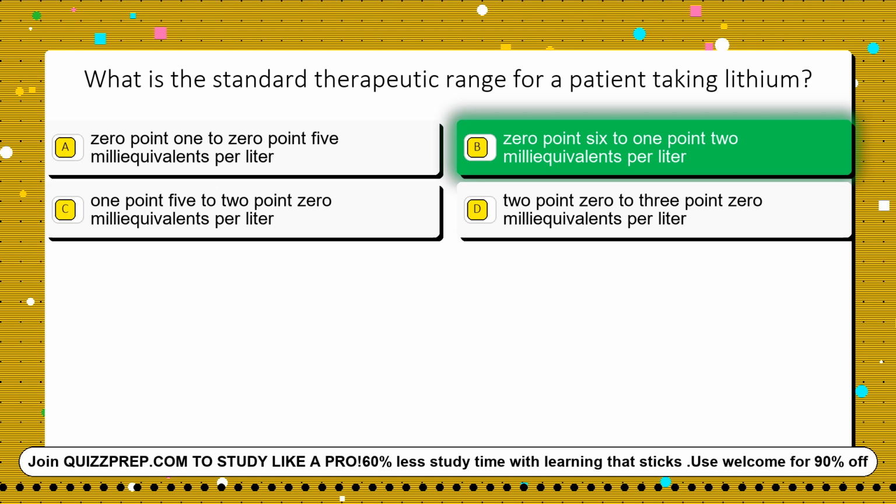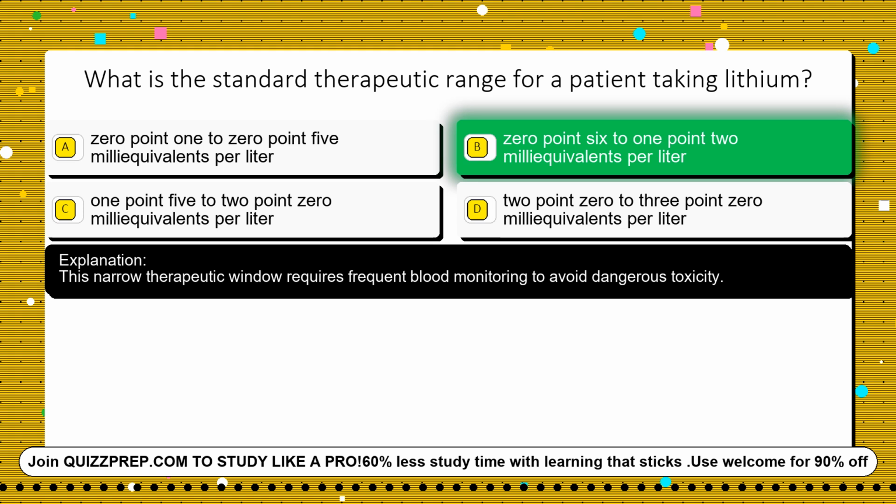The correct answer is option B, 0.6 to 1.2 milliequivalents per liter. This narrow therapeutic window requires frequent blood monitoring to avoid dangerous toxicity.